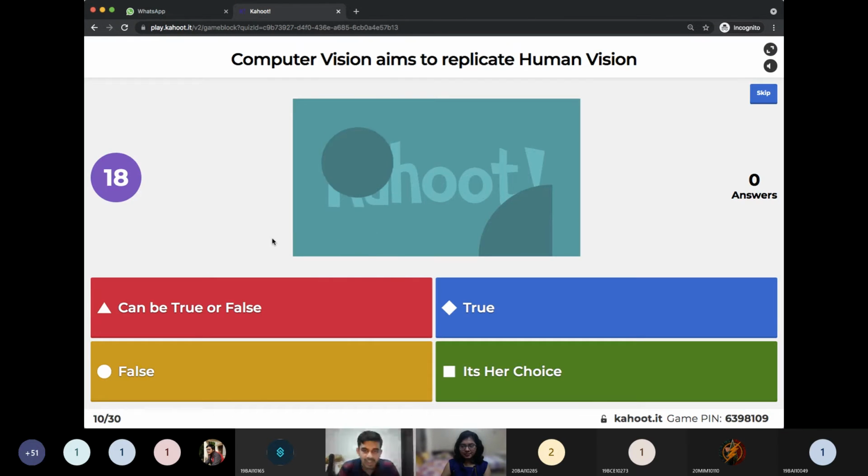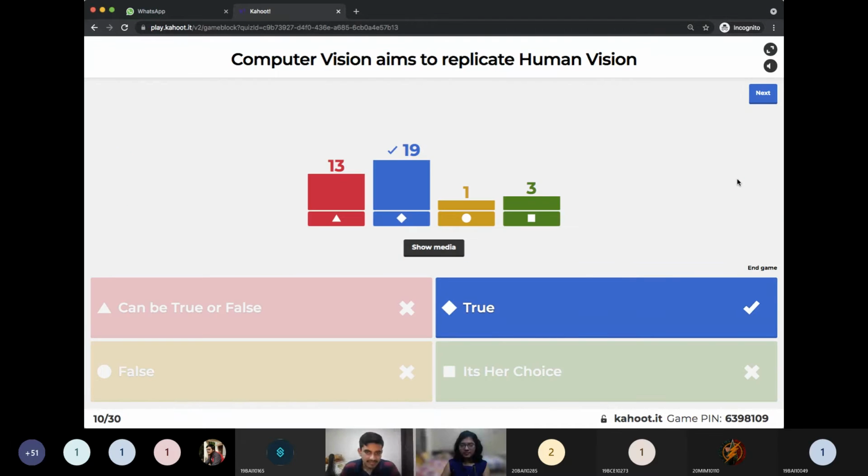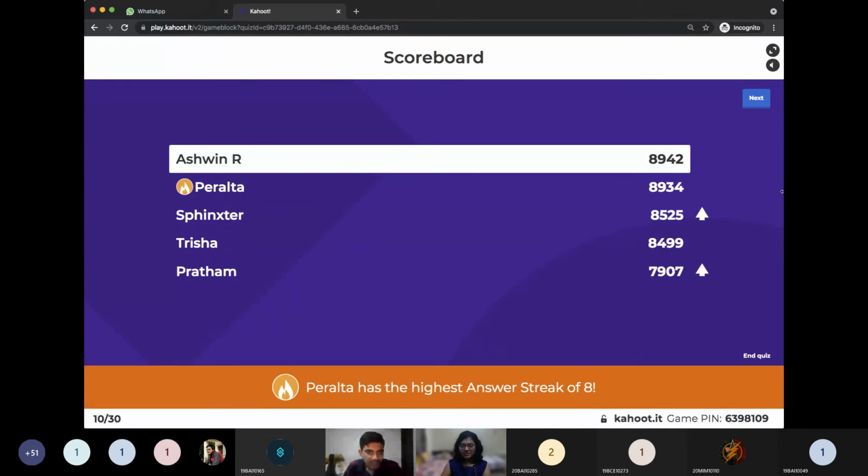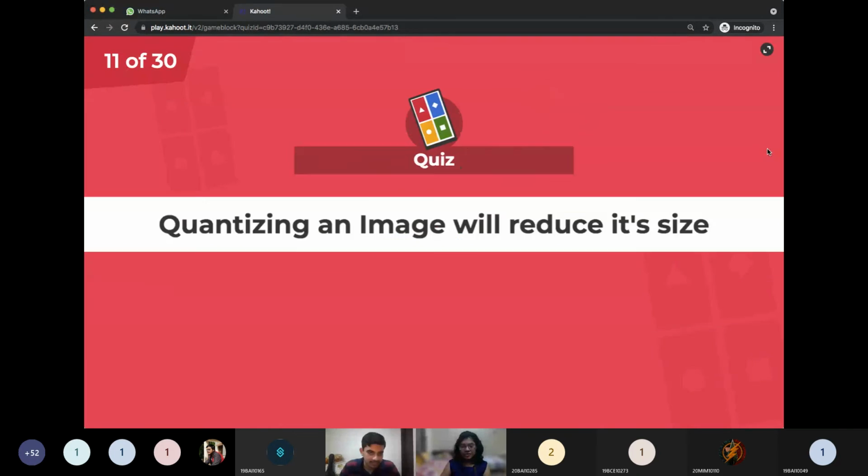Computer vision aims to replicate human vision. True, false, can be true or false, or it's her choice? Nineteen got it correct. Most would answer that one. Moving on. Okay. Ashwin is still in the top. Moving on to the next question.